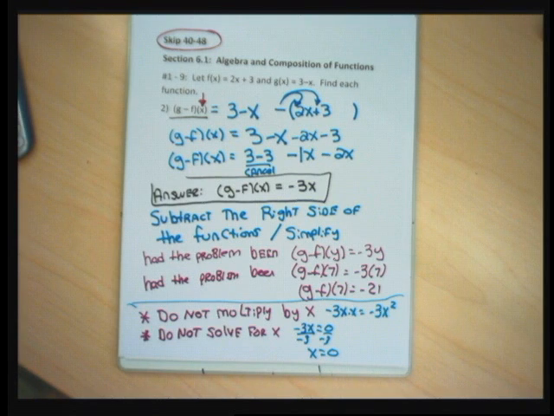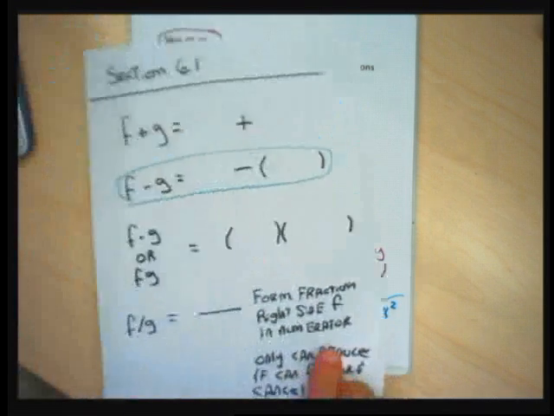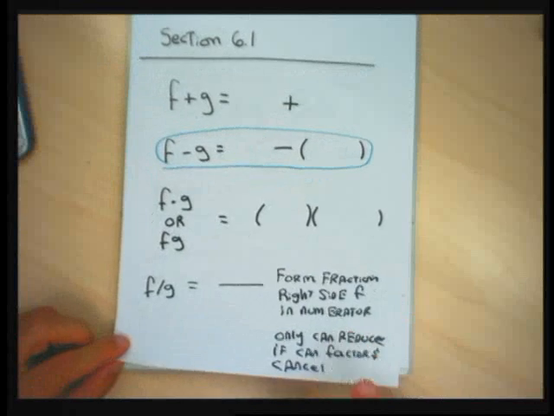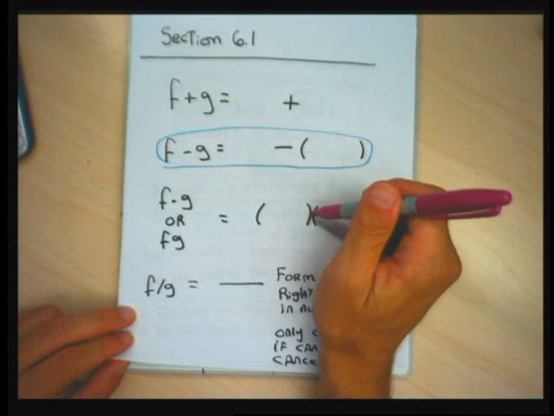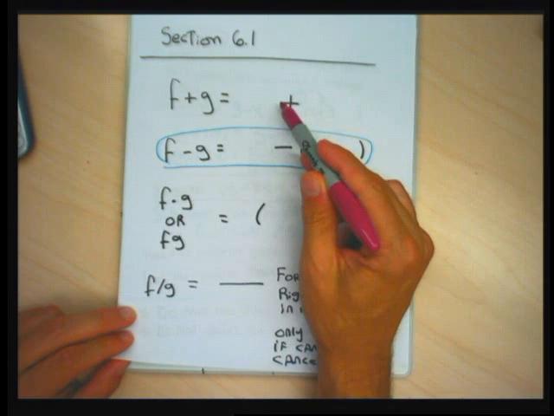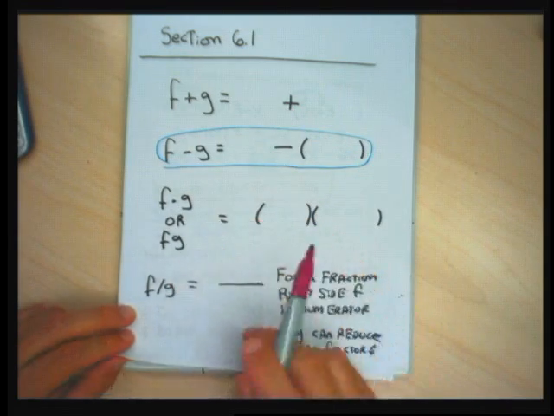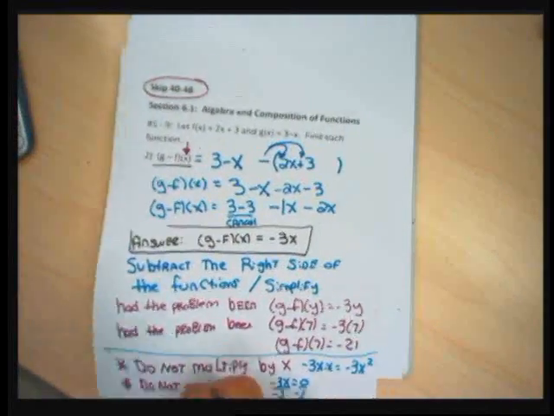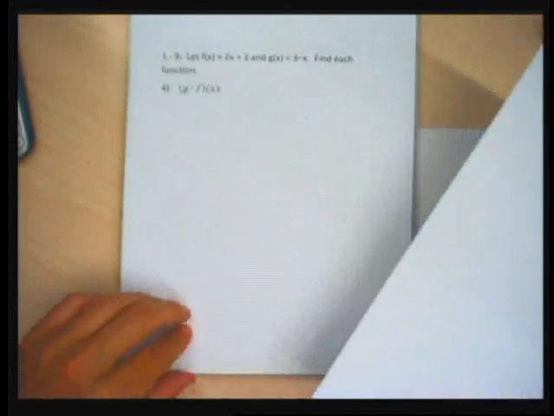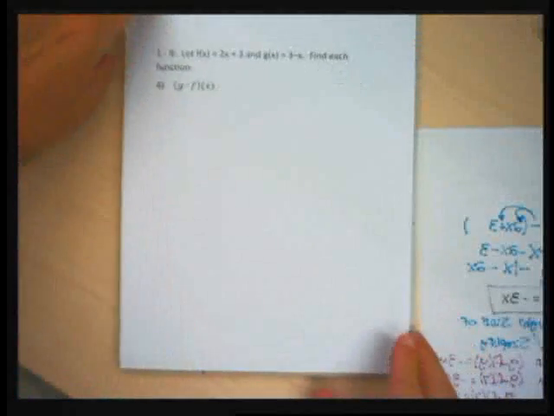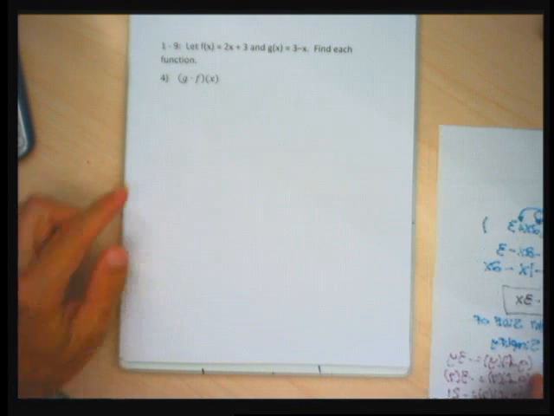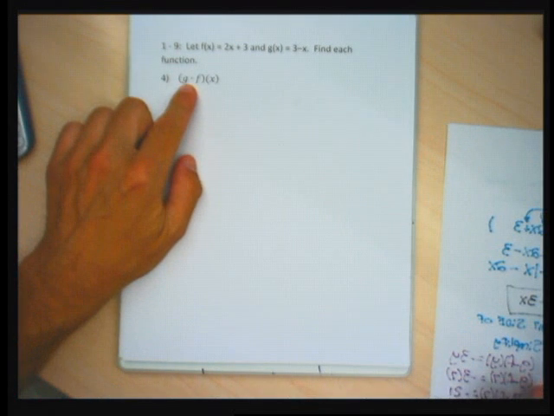To subtract the functions, I know I need a parentheses. It looks to me like I need parentheses in subtraction and multiplication. I don't need parentheses in addition, and I don't need parentheses in division here. So moving on to section number 4 in 6.1, the little times sign between means multiplication.